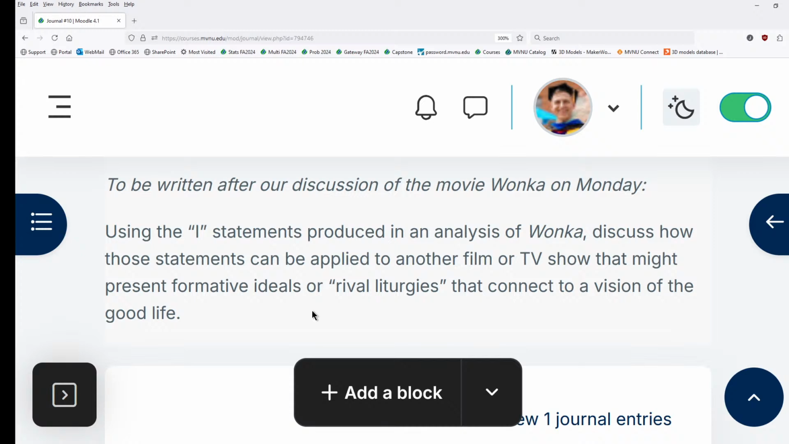And so then also present form of a rival liturgies that connect the vision of the good life. So what is it that they're trying to teach us through, you know, subconsciously? You might not even be aware as you're watching or consuming this stuff. So that's what that is. Are there any questions about what that particular journal is supposed to look like? Just want to make sure.